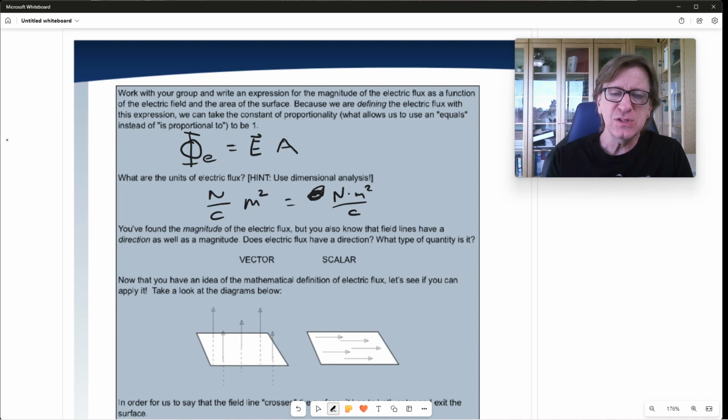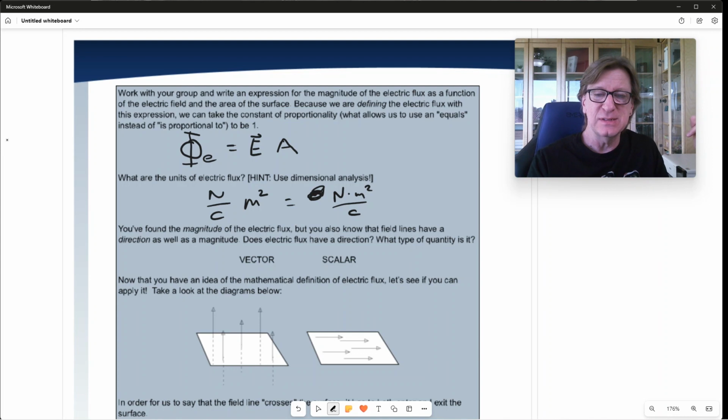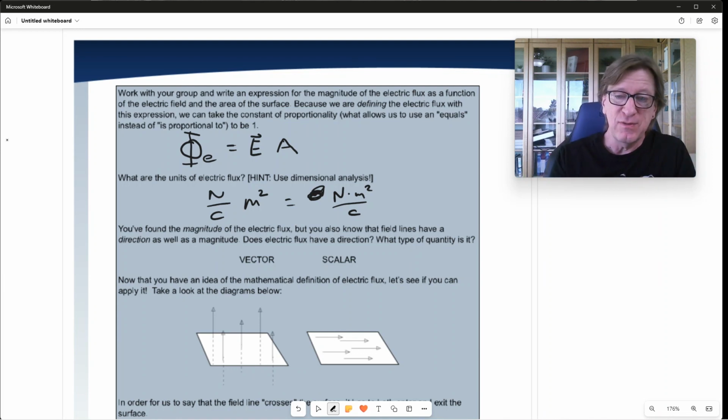All right. So we found up here, we decided that the electric field was a vector. We've now found the magnitude of the flux. And we know that electric field lines have a direction as well as a magnitude. Well, that's because they're vectors. So then the question is, does the electric flux have a direction? Stop the video and think about that for just a minute.